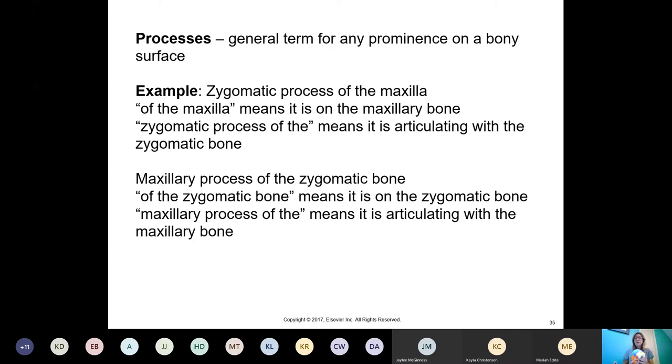So the maxillary process or the zygomatic process of the maxilla means it's on the maxilla and it goes toward the zygomatic bone. So that would be right here. Right here.